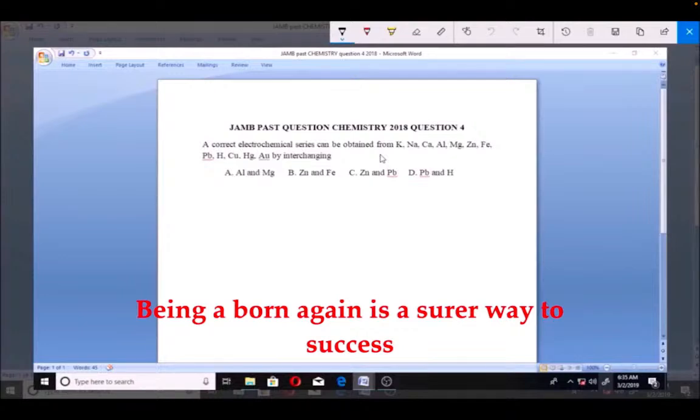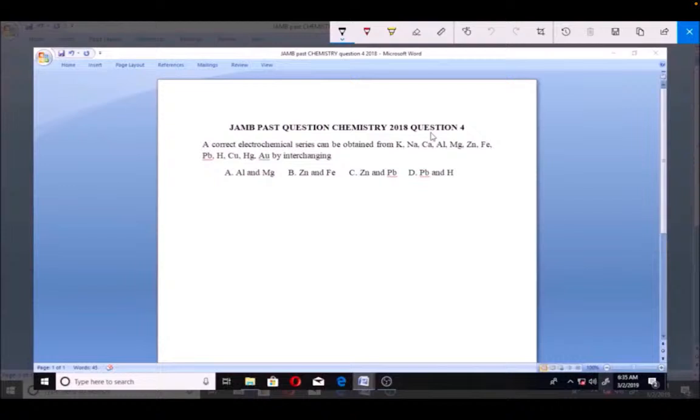Now, if you look at the electronic configuration of these various elements, which actually determines their arrangement in the electrochemical series, you will find out that aluminium comes before potassium. So this very Al comes before potassium, which is K, and then magnesium comes before aluminium. So now, let me write the right arrangement that we are supposed to have for the electrochemical series.